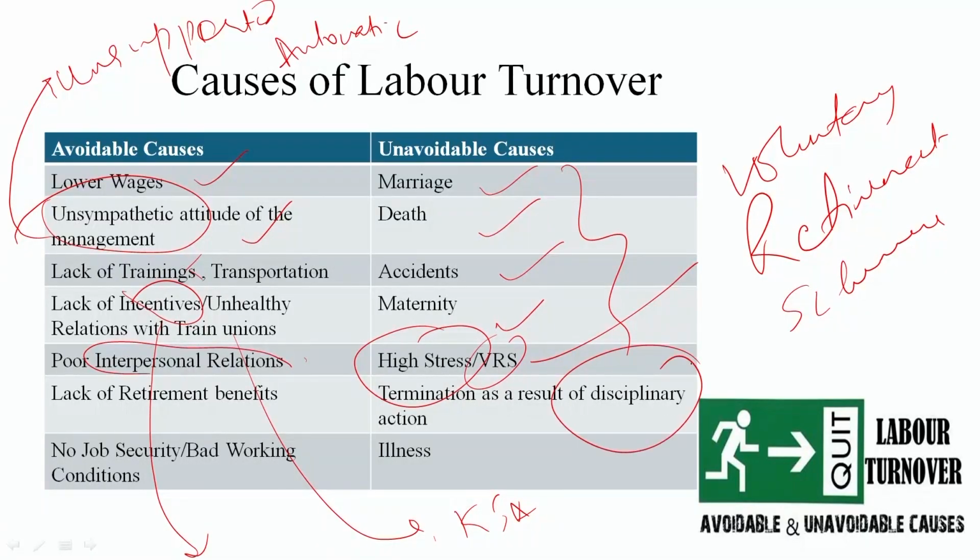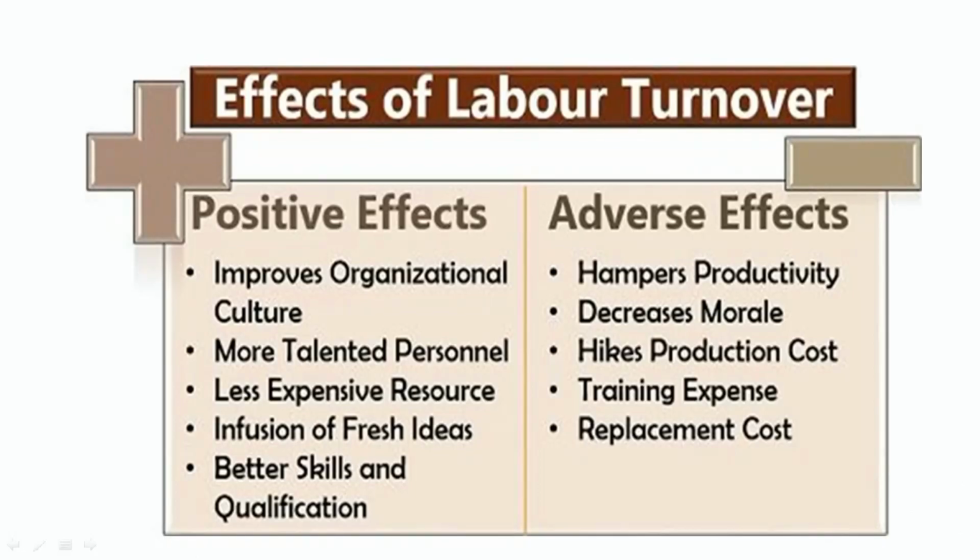We have already done a chapter on discipline. One of the biggest penalties that can be imposed is termination, or illness. Because of illness, if people leave the organization, naturally these are factors which are unavoidable. But avoidable factors are the ones which are actually in the hands of the management, and if management feels so, it can take better steps and can also retain the top talent of the organization.